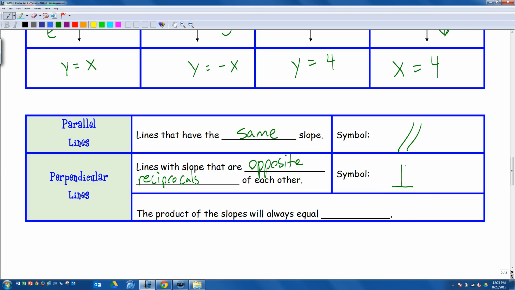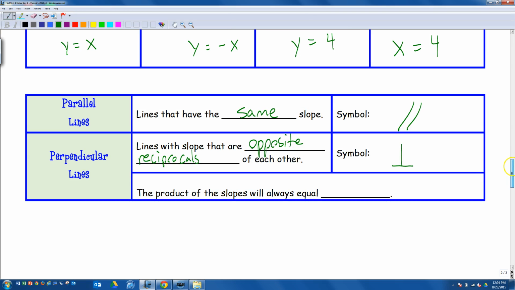Another thing you should know about perpendicular lines, the product of the slopes will always equal negative 1. So if I tell you I have a slope of 2/3 and I have another slope, the perpendicular slope of that would be flip it and change the sign. What happens when you multiply those two together? You get 2/3 times -3/2. You get -6/6 or -1. And that'll happen every time. You get -1 when you multiply two perpendicular lines for their slopes only.